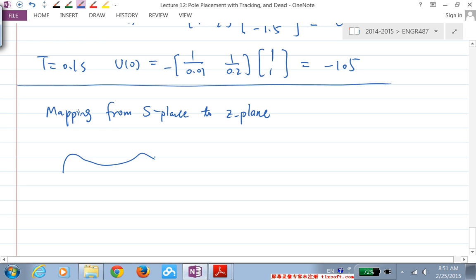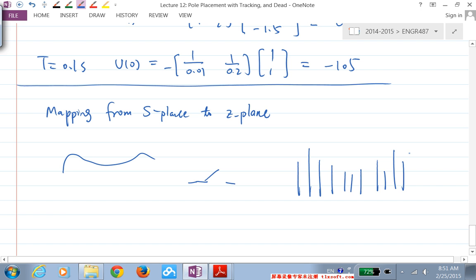First you have this continuous signal. Then you do a sampling here, an impulse sampling. Then you get a whole bunch of impulses, right? So that's called impulse sampling. The response of this continuous signal can be characterized by the response of these discrete numbers.